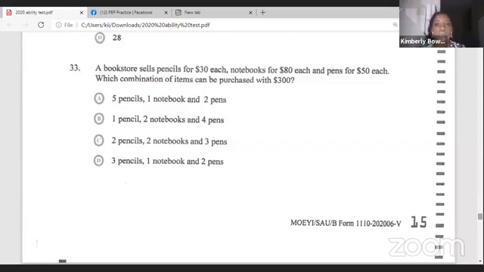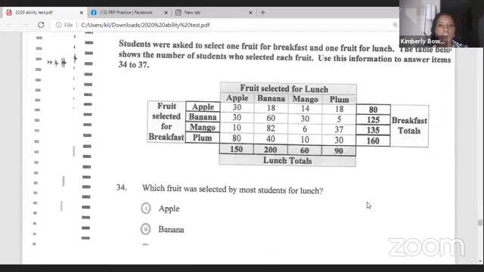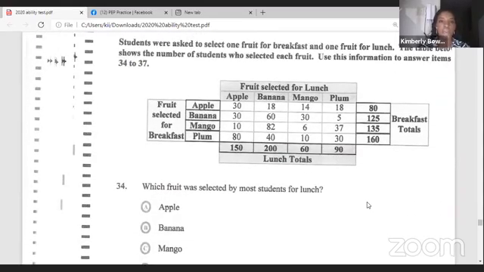2 pencils, 60. 2 notebooks, 160. 160 and 60, 220, and 3 pens, 3 times 50, 150. 150 and 220. That's more than 300. 3 pencils, 90. 1 notebook, 90 plus 80, that's 170. And 2 pens, 50 plus 50, 270. The answer is D. Let's look at 34. So the answer is D.